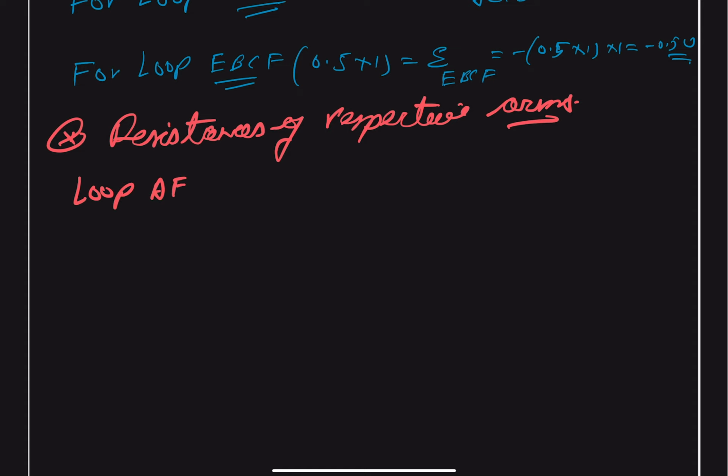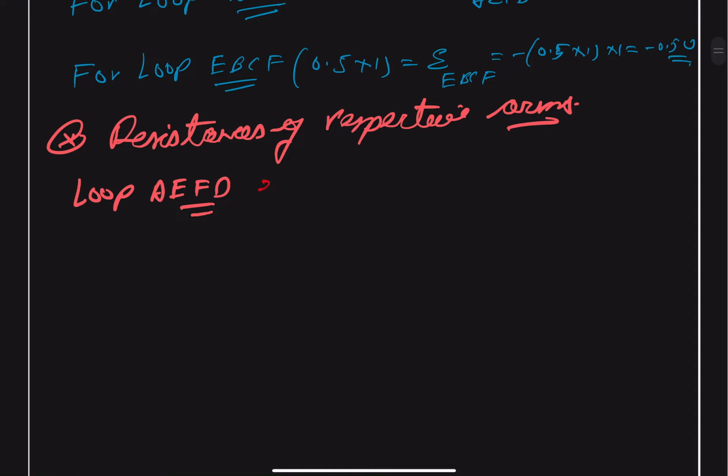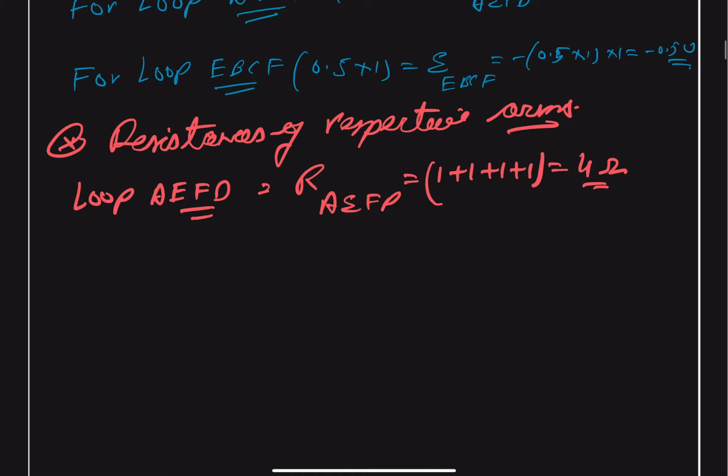AEFD, we have resistance of AEFD equal to 1 plus 1 plus 1 plus 1, and this comes as 4 ohm. So therefore, for each side of loop AEFD, we are going to have 1 ohm resistance.